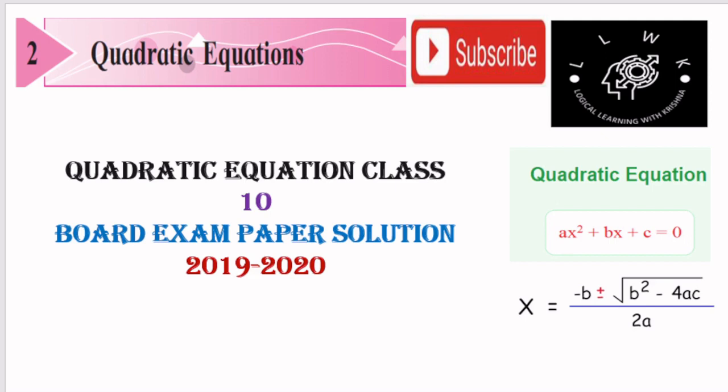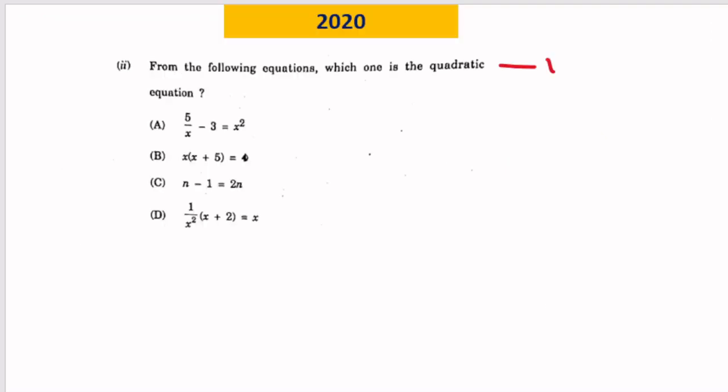Now let's proceed to the question paper of 2019 and 20. In 2020 we'll see how the quadratic question paper has been asked. This is just for 1 mark, so we don't have to waste time. A similar question came in 2022, but again, we'll see how we can solve it.